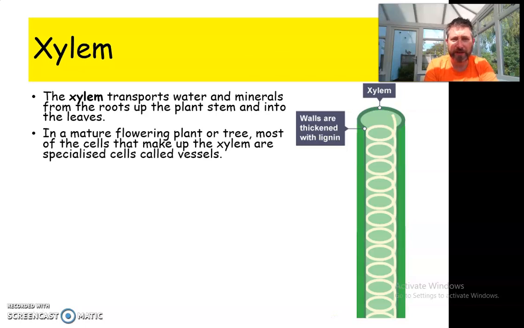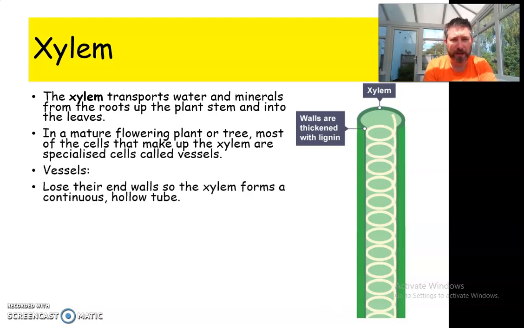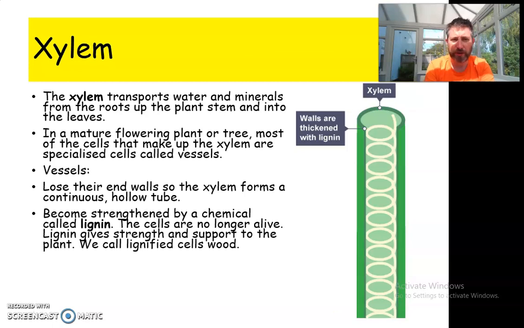Xylem is dead tissue. How a xylem works is the vessels, the actual cells, lose their end walls. The xylem forms a long, hollow, continuous tube. And the cells then die. They're no longer living, and they form a substance called lignin. And lignin gives the strength and support to it. That becomes wood. Okay? Wood is lignified cells.